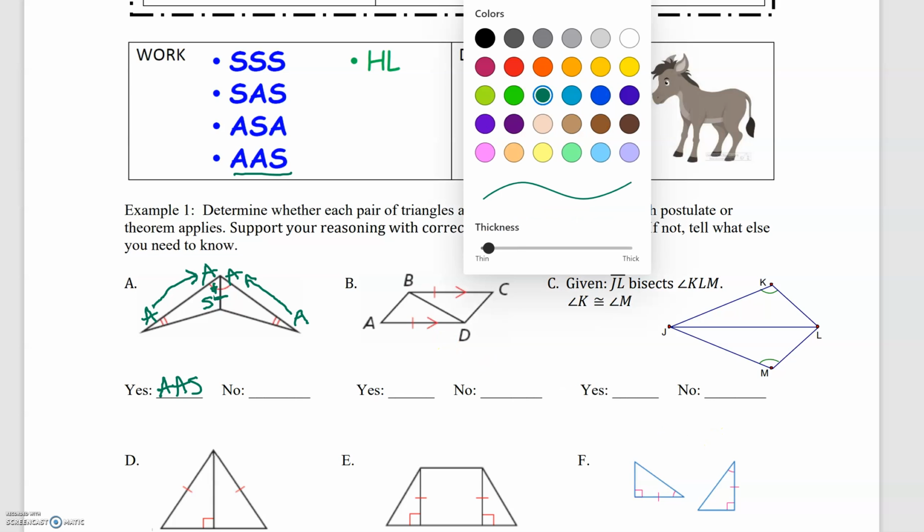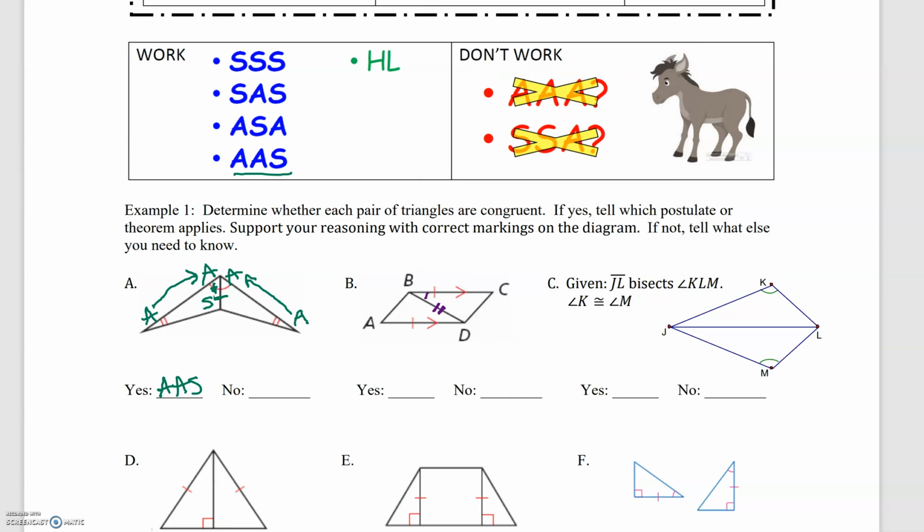So on this next one, I'm going to go ahead and mark my reflexive and mark my alternate interior angles because of my vertical or my parallel lines. So I have a side and an angle and a side. So yes, SAS. And then I have my K and M is already marked, and it says that JL bisects KLM. So this angle and this angle, and then mark my reflexive. So angle, angle, side. I have angle, angle, side.